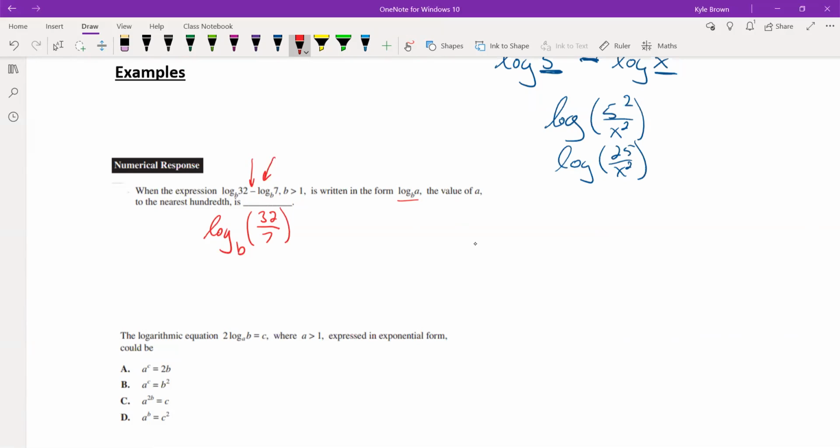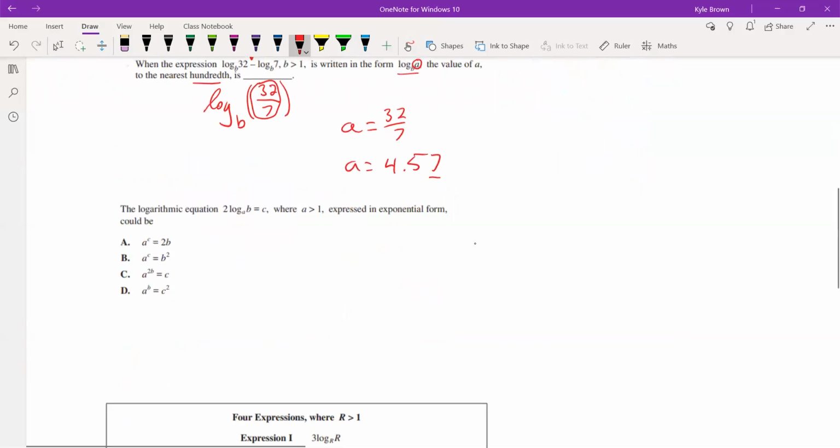Okay, and then it says, what's the value of a? Well, all of this is a. So really the answer here would just be a is equal to 32 divided by 7. So you just punch that in, and you would get 4.57, because it's to the nearest hundredth, right? It's the hundredths spot.